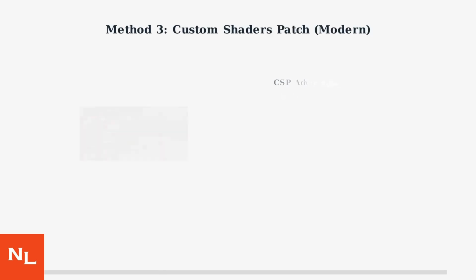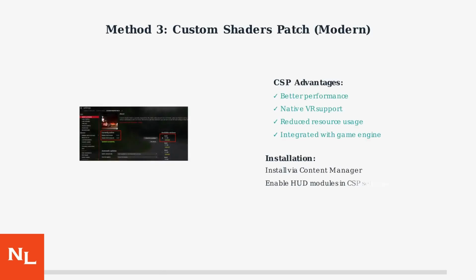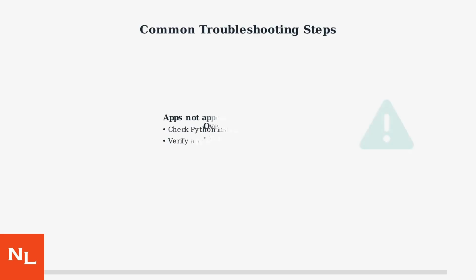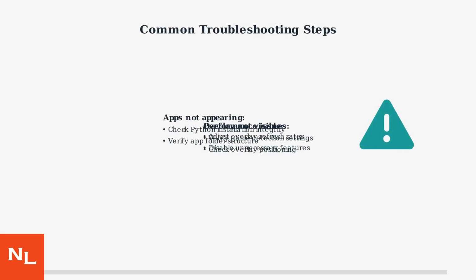The modern approach uses custom shaders patch for integrated HUD elements. This method offers better performance, VR compatibility, and reduced system resource usage compared to external overlays. If issues persist, follow this troubleshooting checklist. Check Python installation integrity, verify app compatibility with your Assetto Corsa version, and ensure proper folder structure and naming conventions.